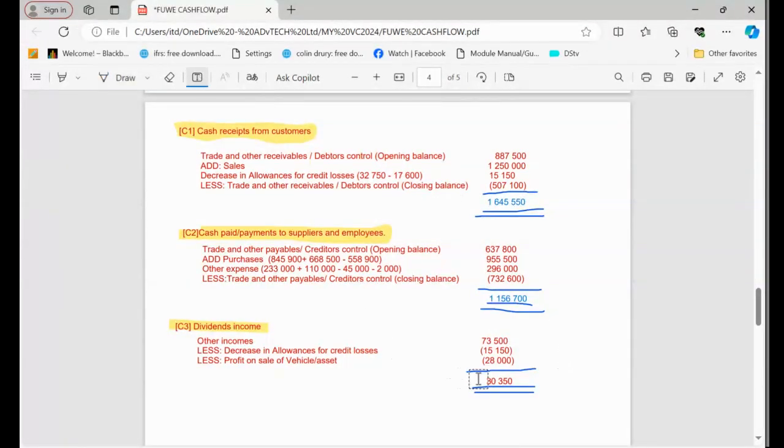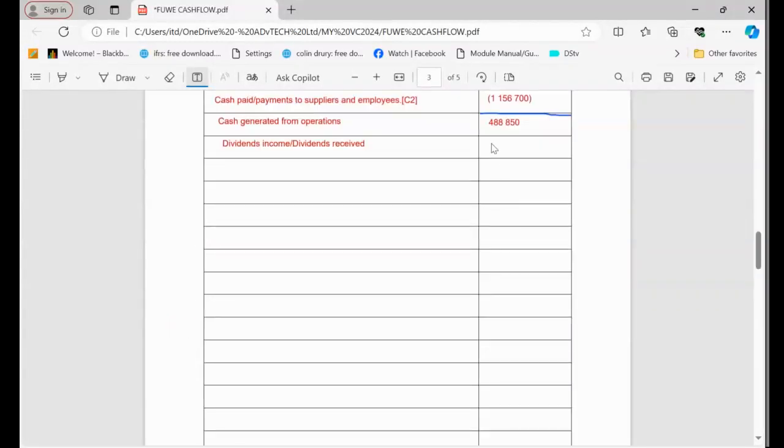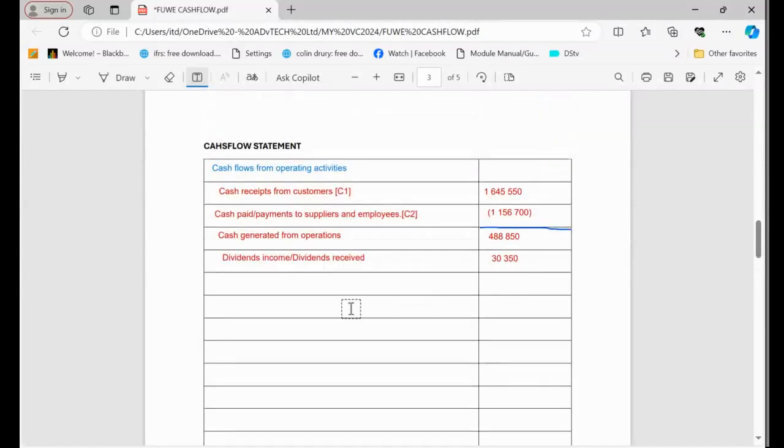So this is the amount that we're gonna go and put up there as our dividends. Can you see it? Yes. Please don't put brackets because dividends received are inflow of cash. We are receiving that cash. The one that will be in bracket is about dividends paid, because that will be the outflow of cash.